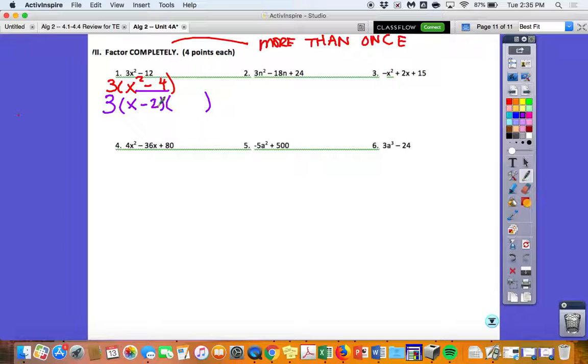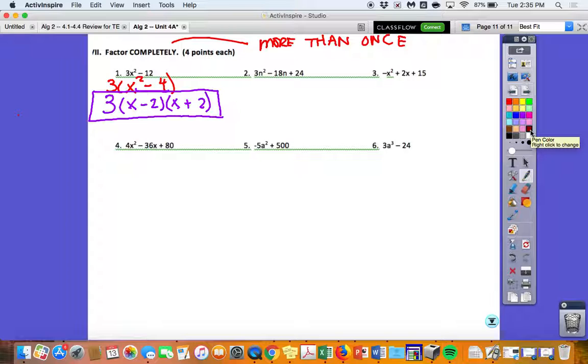So that's going to be x minus 2 and x plus 2, because the square root of x squared is x, and the square root of 4 is 2. Signs need to be different. You need all 3 factors in your response. Okay? So don't leave any out.